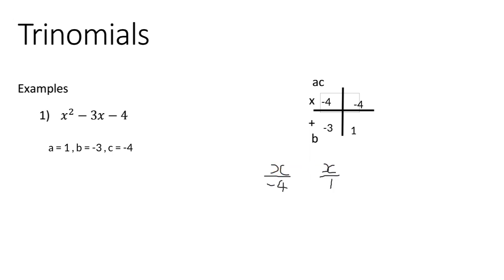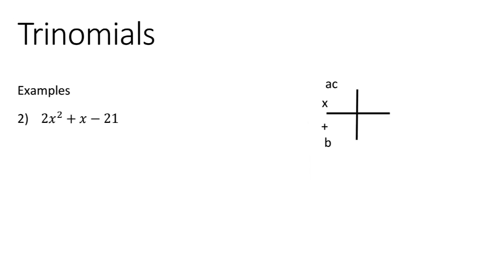and 1x. Step 4 is summarise using brackets, so we're going to place it into factorised form. The fractions themselves become the brackets, so one bracket is going to be x minus 4. Put that in, x subtract 4. And a second bracket will be x over 1, so that's going to be x plus 1. And that is us factorised x squared subtract 3x subtract 4 into x subtract 4, x plus 1.